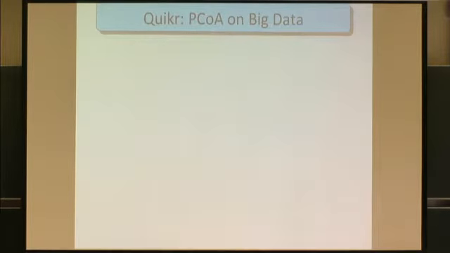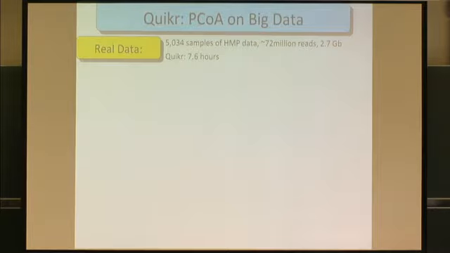Okay, when would you actually want to use this tool? You want to use it when you want a somewhat higher level look into many, many different samples. As an example, on real data, we took 5,000 samples from the Human Microbiome Project, which is about 2.7 gigabytes worth of data. We were able to classify all 5,000 of those samples in less than 8 hours. Doing this with RDP's classifier would take like 12 days or so.